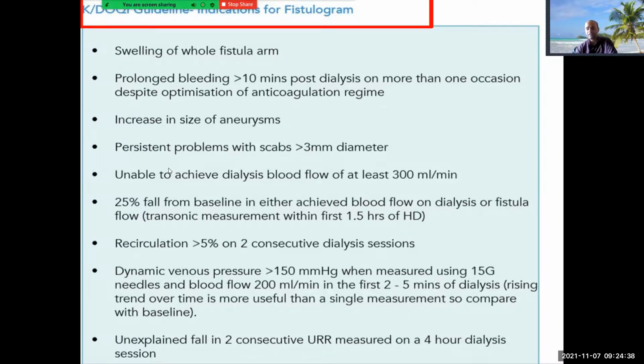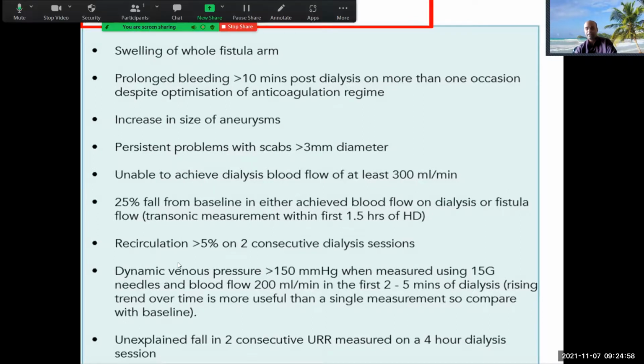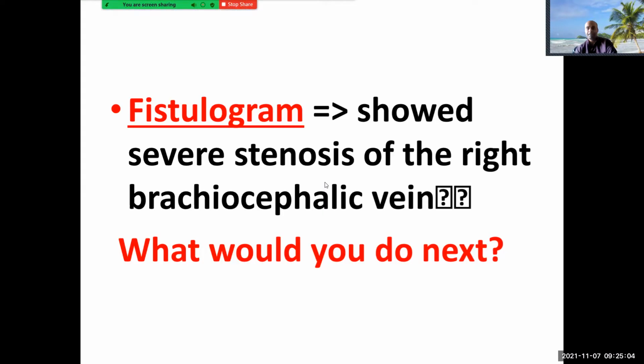Recirculation more than 5%. I think recirculation is accepted if less than 5 or 10%, or up to 15%. If recirculation is more than 5% on 2 consecutive dialysis sessions, you should do a fistogram. If it's the only indication, you should know if dynamic venous blood pressure is more than 150. Unexplained fall in URR, maybe stenosis with recirculation, are indications of fistogram that you should keep in mind, okay?